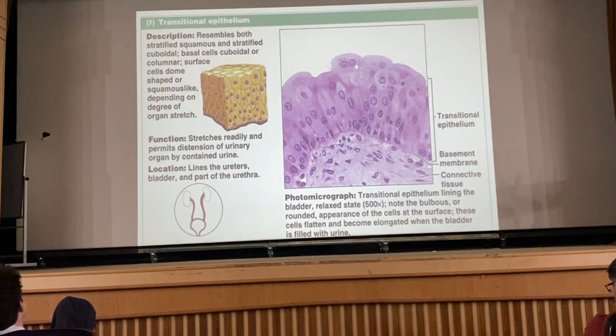This is a repetition of the previous slide, not important. The function is to stretch readily and permit the distension of urinary organs, especially the urinary bladder.